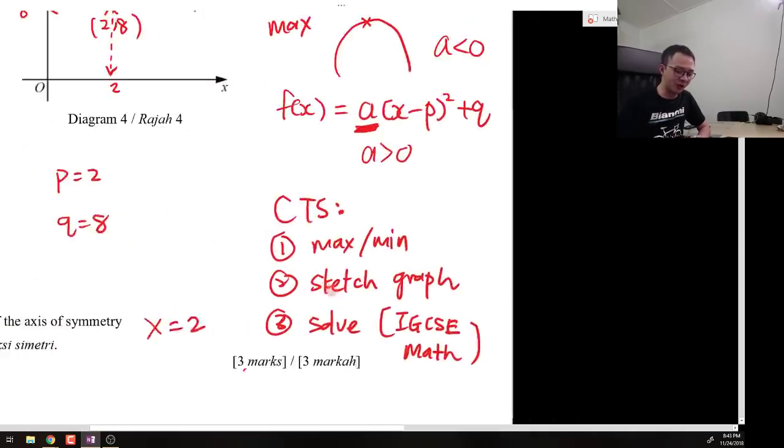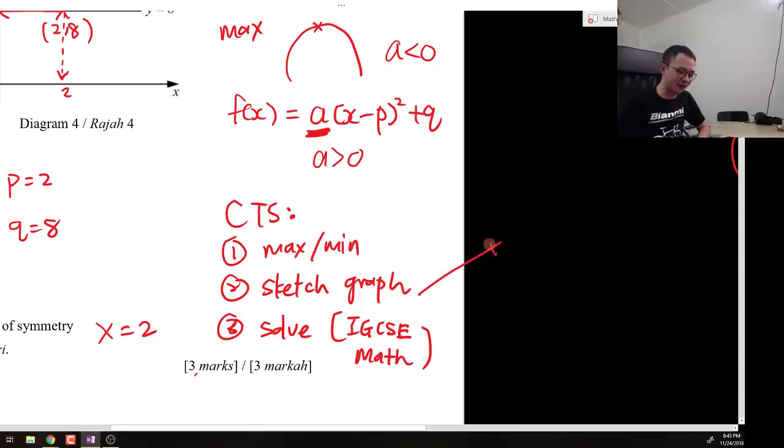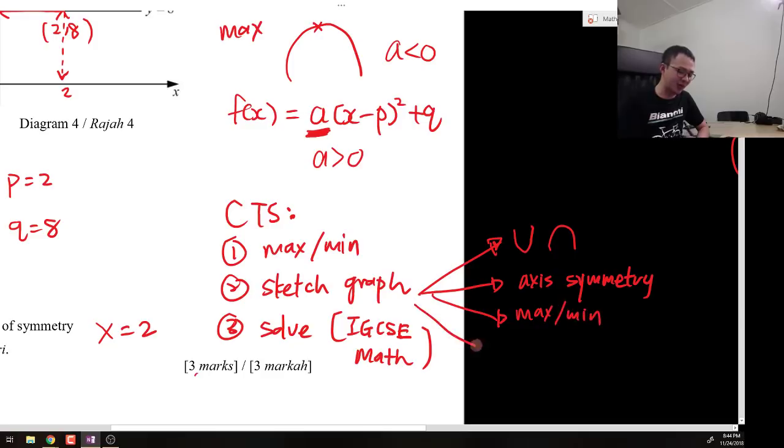Because you need to sketch the graph, you can understand the shape of the graph, either U or N. Therefore, you should be able to know the axis of symmetry if you want to sketch a graph, because the axis of symmetry always comes from the x coordinate. And then if you want to sketch a graph, you need to know the maximum and minimum, and you must have the y-intercept. Alright, this is the purpose of doing completing the square.